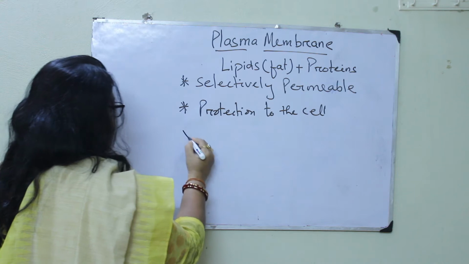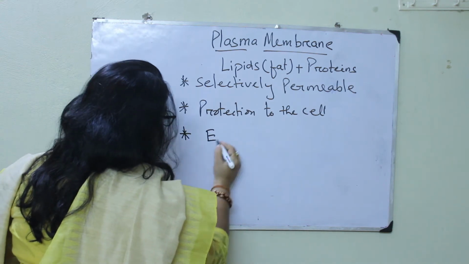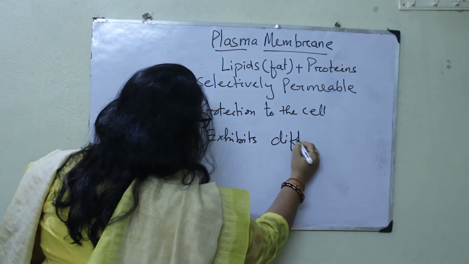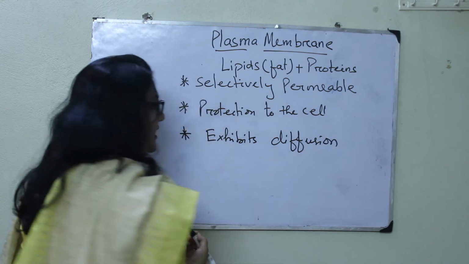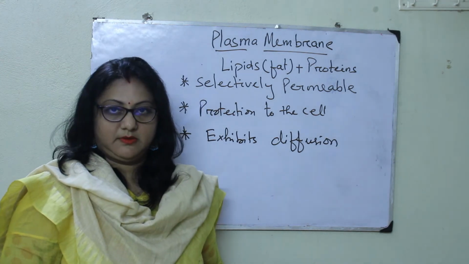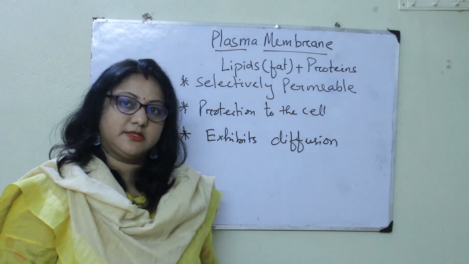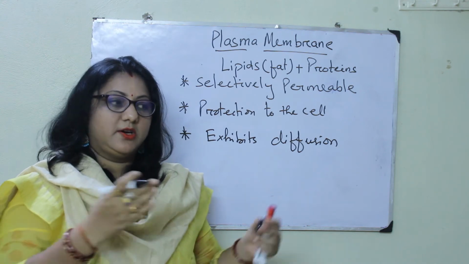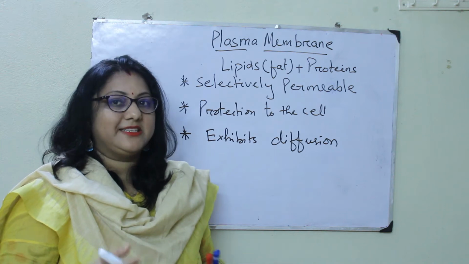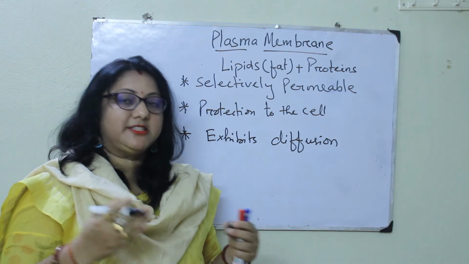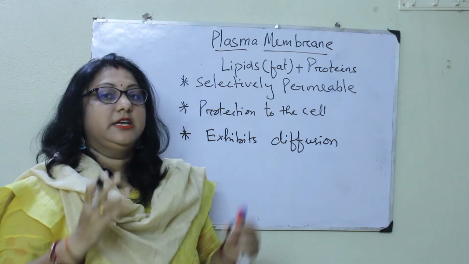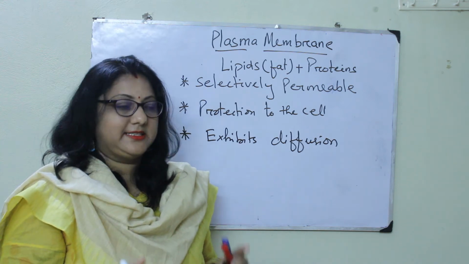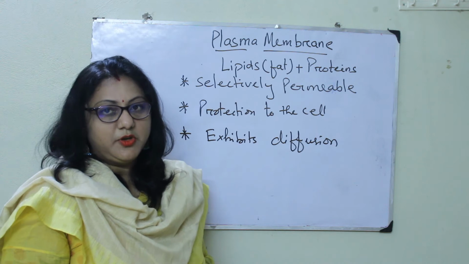So another property it exhibits is the diffusion process. Clear? Now what is the diffusion process? Diffusion can be defined as the transport of molecules or transfer of molecules from one place to another. But in that, there is one more condition. The transfer or movement of molecules will always be from the higher concentration to lower concentration.